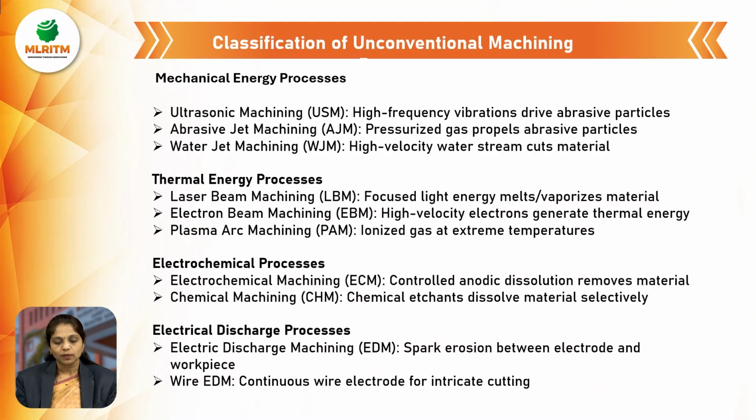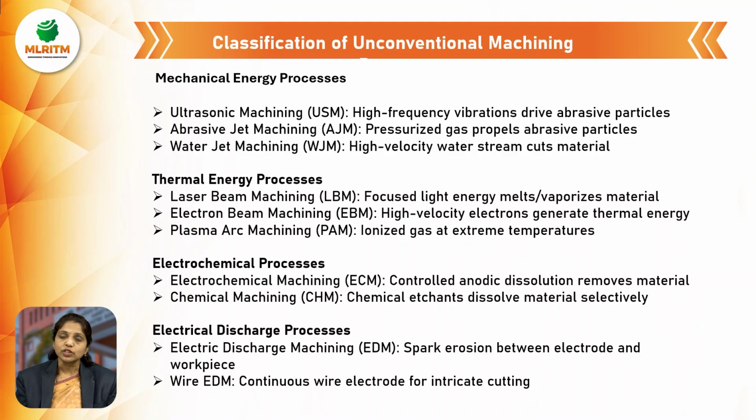remove metal from the workpiece. By using this mechanical energy process, there are three machining methods: ultrasonic machining, abrasive jet machining, and water jet machining, which we also call in short form USM, AJM, and WJM. The second energy source is the thermal energy process. In non-conventional methods, this thermal energy is utilized to remove the work material from the workpiece.